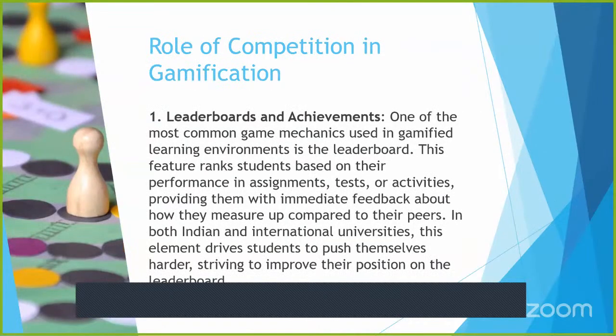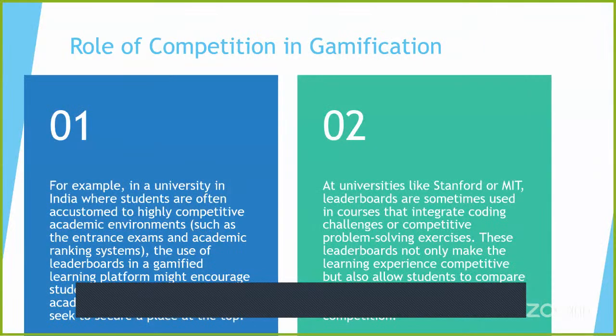So, what is role of competition in the gamification? The first role is leaderboard and achievement. One of the most common game mechanism or mechanics based used in gamified learning environment is leaderboard. This feature rank the students based on their performance in assignments and tests on different activities, which is providing them with the immediate feedback about how they measure up compared to their peer. Second role is suppose, for example, university in India that for students are often accustomed to highly competitive and academic environment and use the leaderboard in gamified learning platform might encourage the students to improve their academic performance.